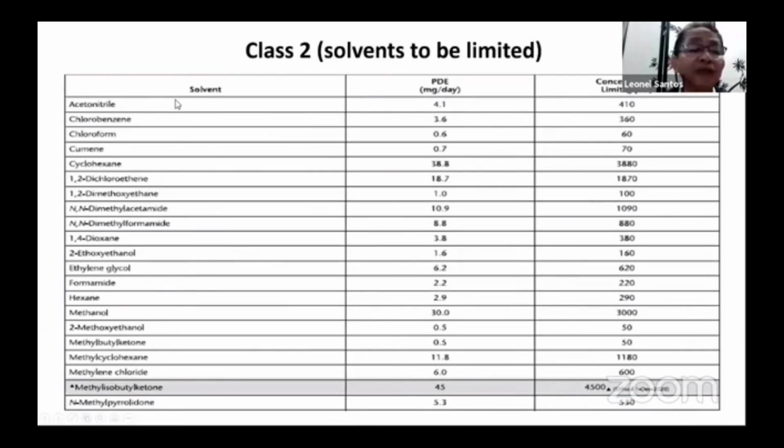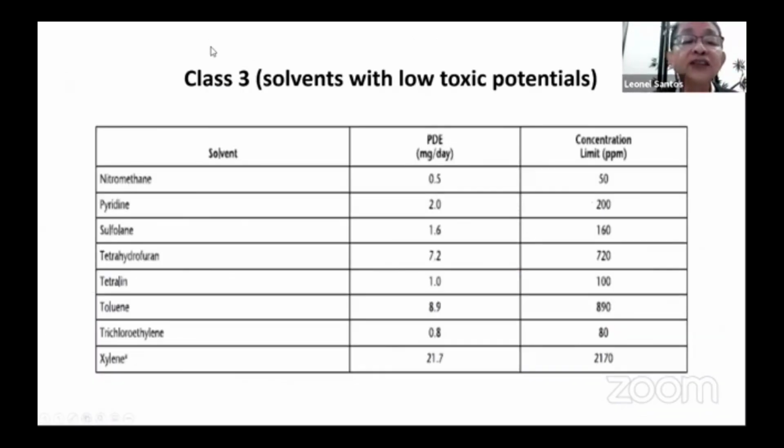This next table may be difficult to read. Again, these are solvents that you can find in the book USP in the General Chapter 467. These are the class 2 solvents with limited permissible daily exposure. And you can see also that the concentration limit is a bit higher. The third class, which is the solvents with low toxic potential, are listed in this table.